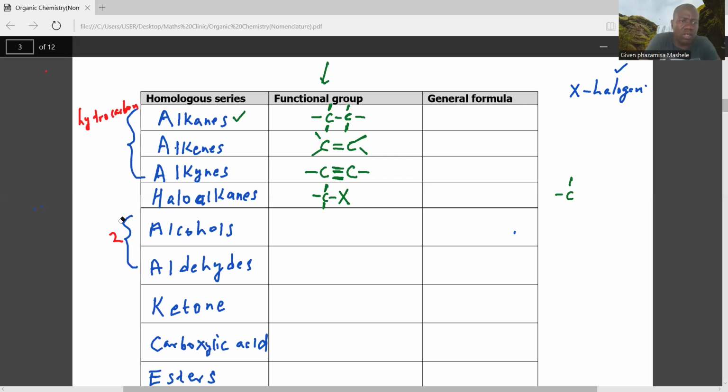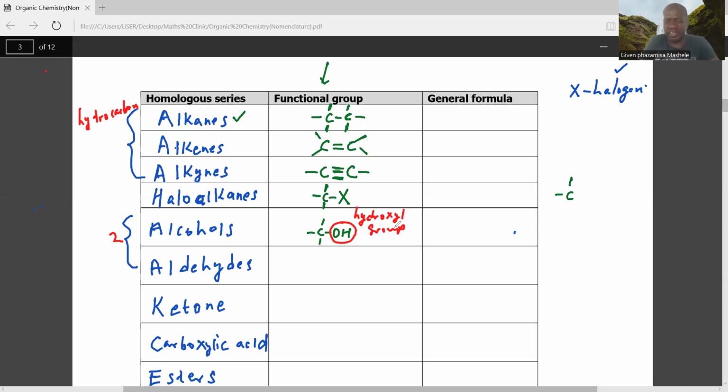So the functional group of an alcohol is that on one side of the carbon atom, there is this OH. And what is the name of this OH? You need to be able to know the name of this OH. This is called the hydroxyl group. So you need to be able to know this.